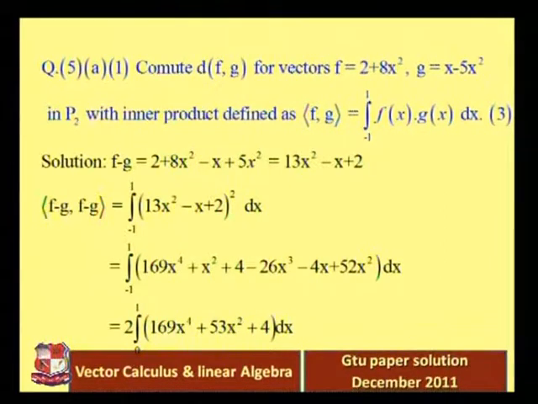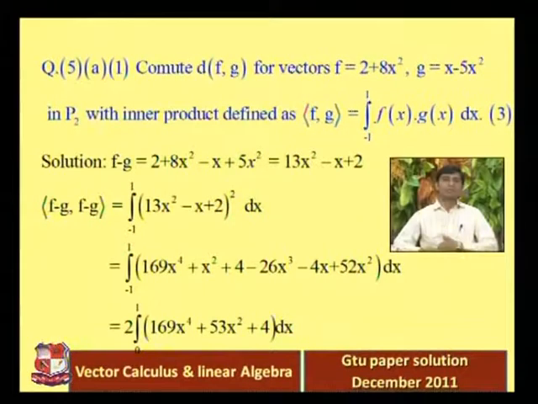Question 5a, first part. Compute distance fg. We want to find the distance from f to g for the vectors f is equal to 2 plus 8x square and g is equal to x minus 5x square in P2. Now, P2 means the set of polynomials of degree 2. Set theoretically you can write P2 is equal to, in curly brackets, a0 plus a1x plus a2x square, where a0, a1, a2 belong to R.